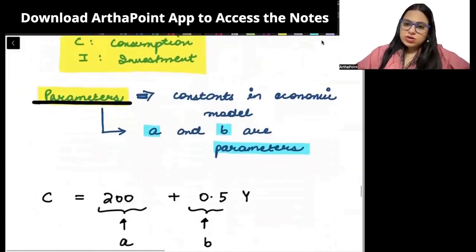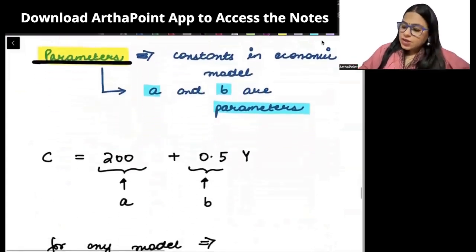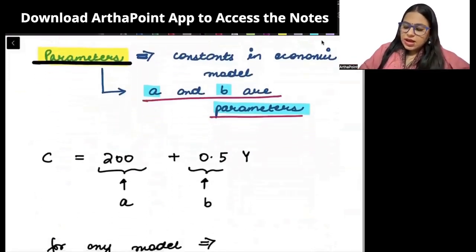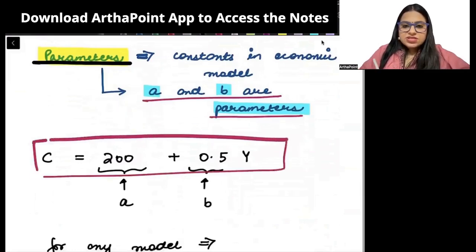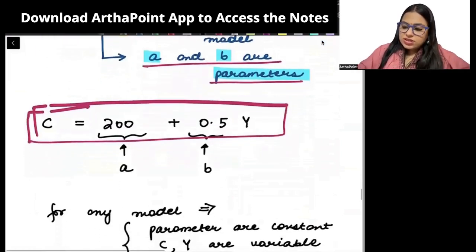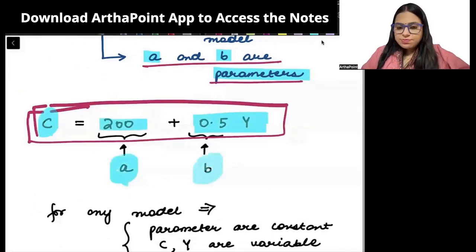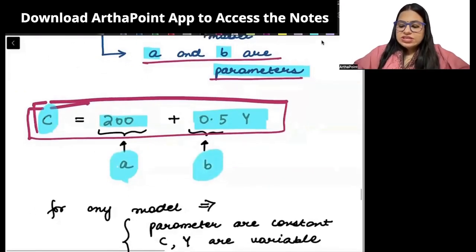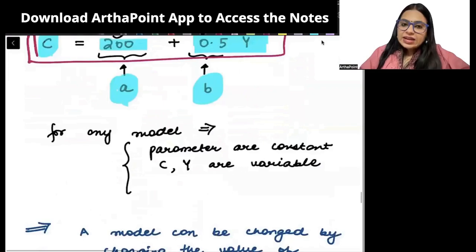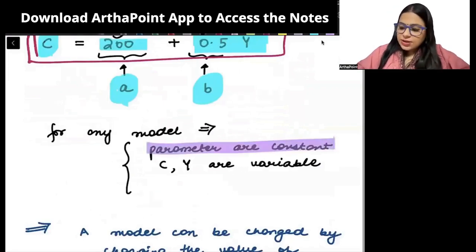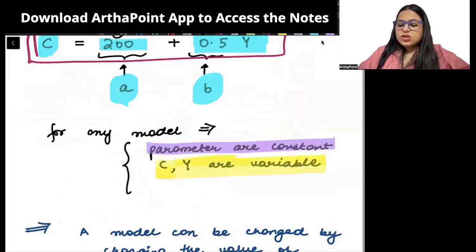So this is exactly what is written here. Let us try to analyze it better. So here I have mentioned that a and b are parameters. जैसे for example, if this is a consumption function, तो हमने इसको लिख दिया fixed के terms में कि c is equal to 200 plus 0.5y. तो 200 को a मान लो, b को 0.5 मान लो. These are your parameters, right? For any model, parameters are constant. Parameters को constant माना जाता है. And c and y are your variables.